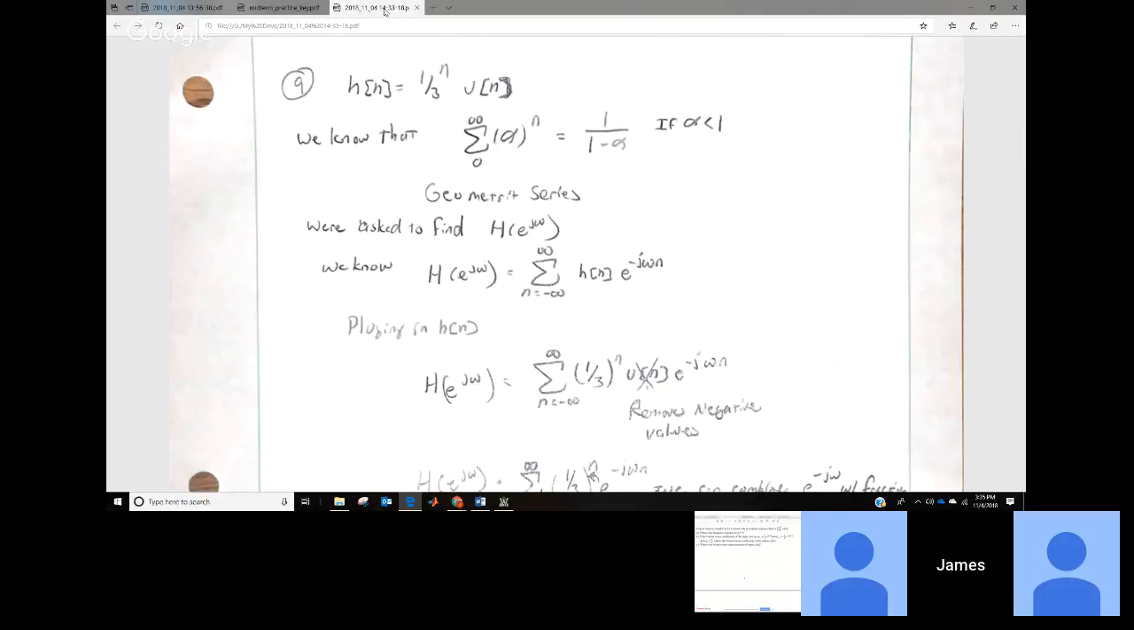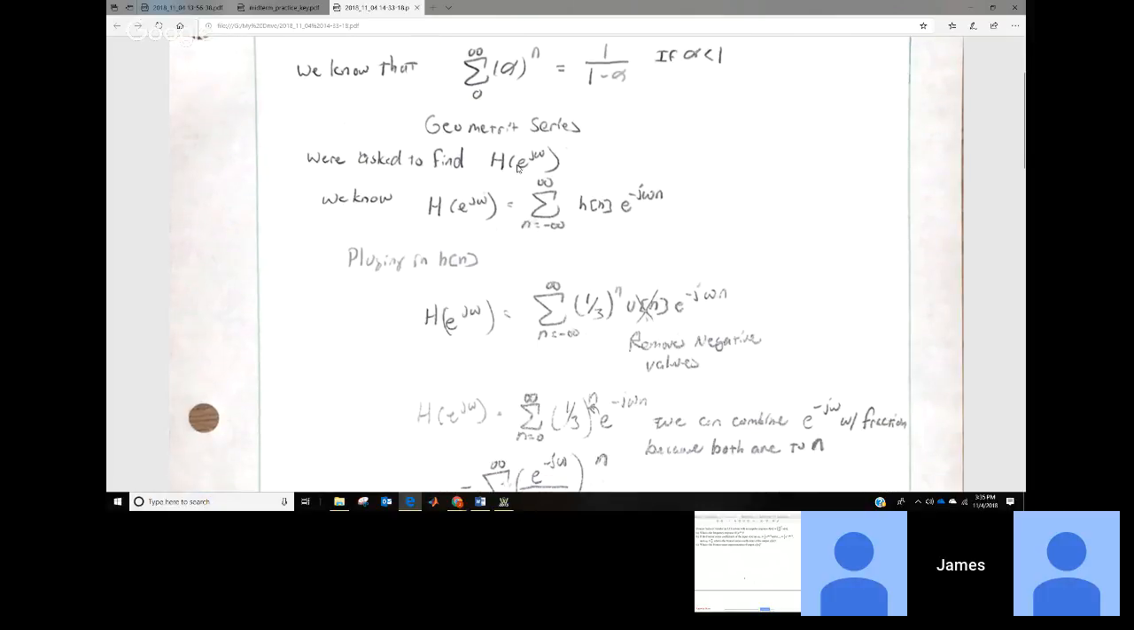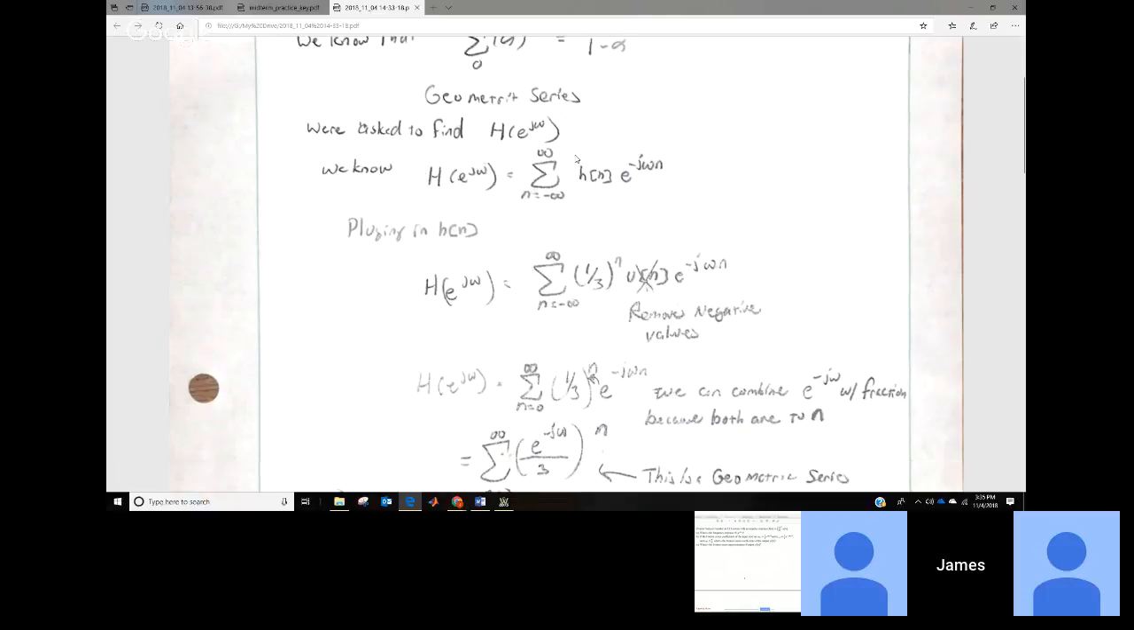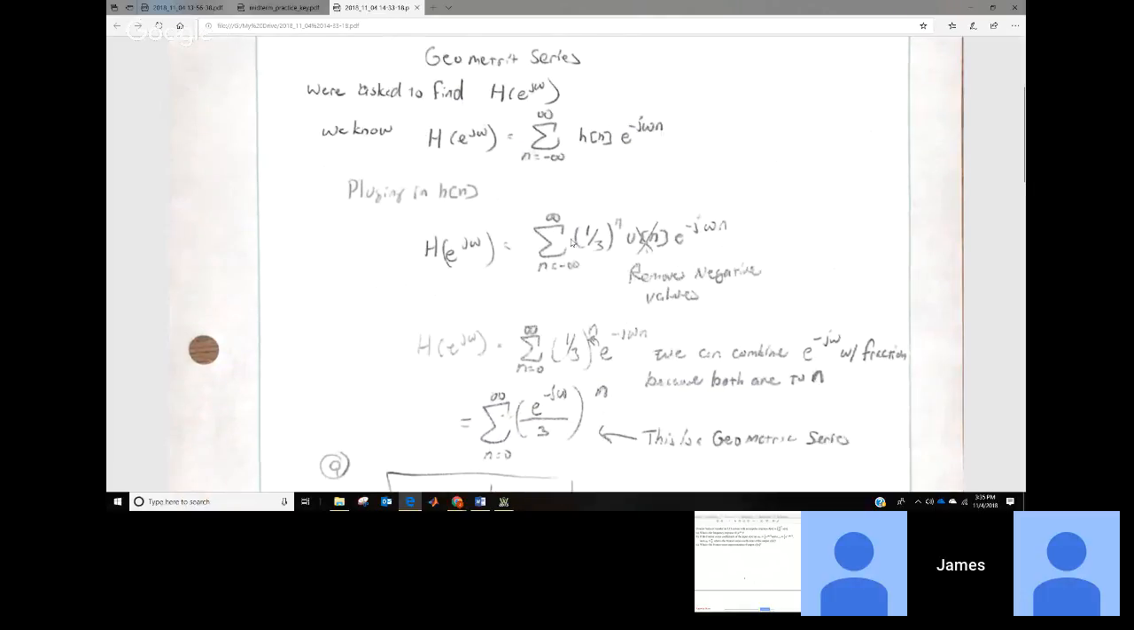So again, like I said, when I first see this thing, I start thinking geometric series, and this equation lets us know our geometric series converges. So we're asked to find h of e to the jw. So our general form for h of e to the jw is the summation of h of n times e to the negative jwn over all of time. So I think that's right, but anyway, it might be just one period.